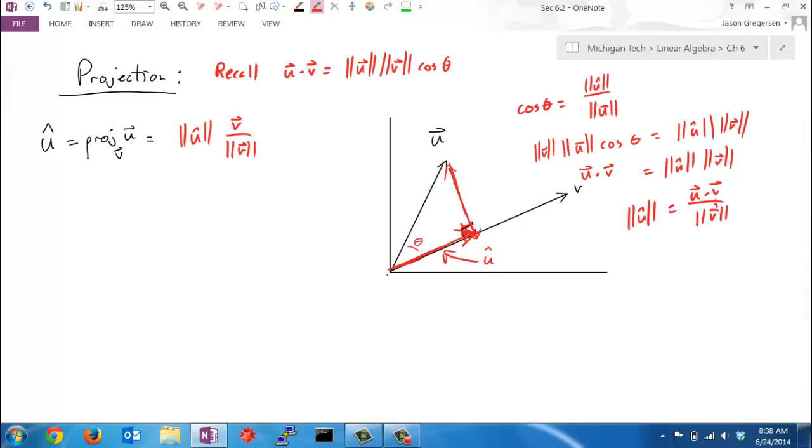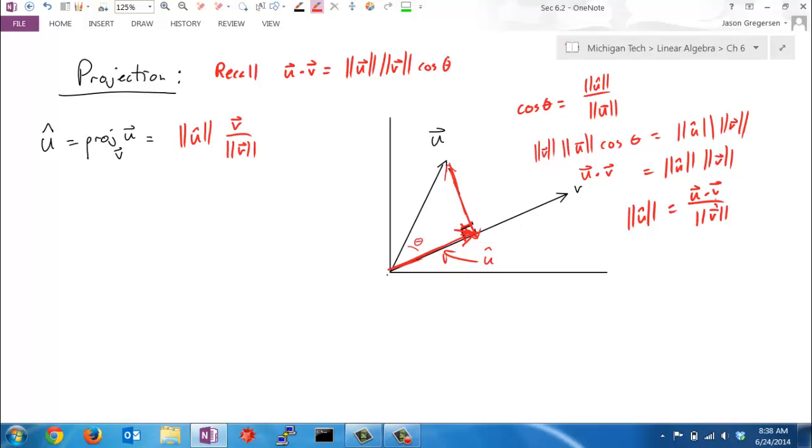Because I know it's got to be related to the dot product, because somehow this projection is related to the alignment. Right? If they're perfectly aligned, the projection is just the actual vector, the length of the vector on v. And if they're not aligned at all, the projection should be the zero vector. I'm going to get nothing there. So that length is related to this.